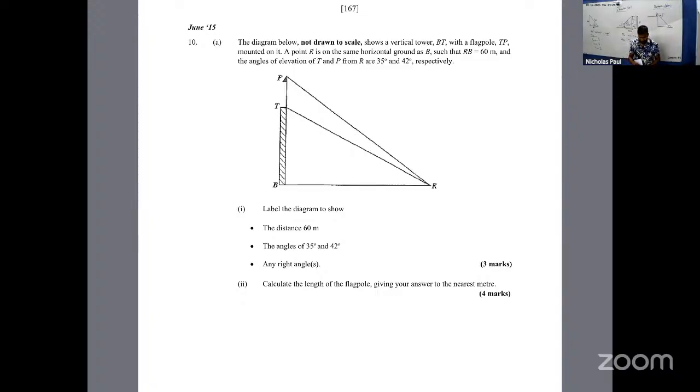Right, Emmanuel, help us with this one. Oh, you put in everything. Right, figure out which one is 35, which one is 42, and put in the length. Which angle is larger, 35 or 42? 42. So try to figure out which of them has the higher angle. That's all.